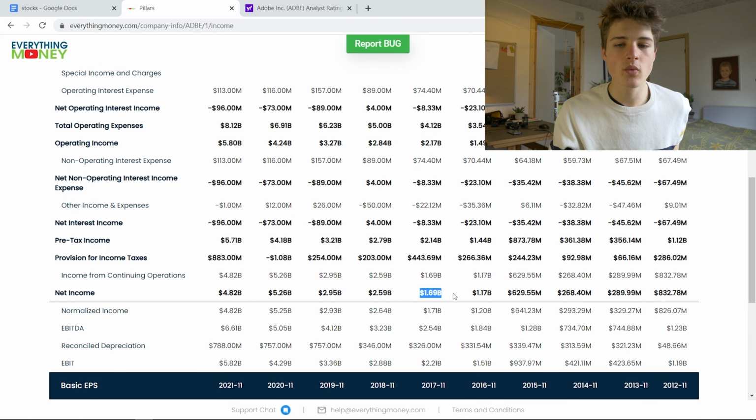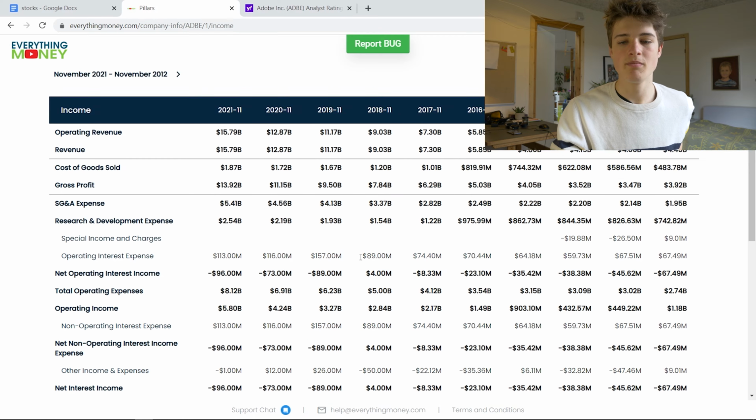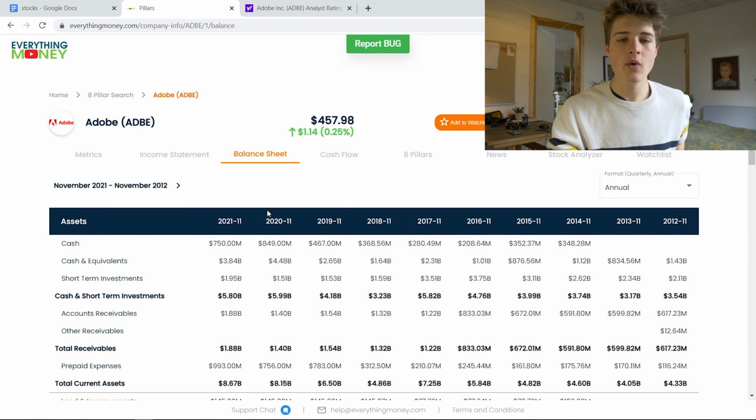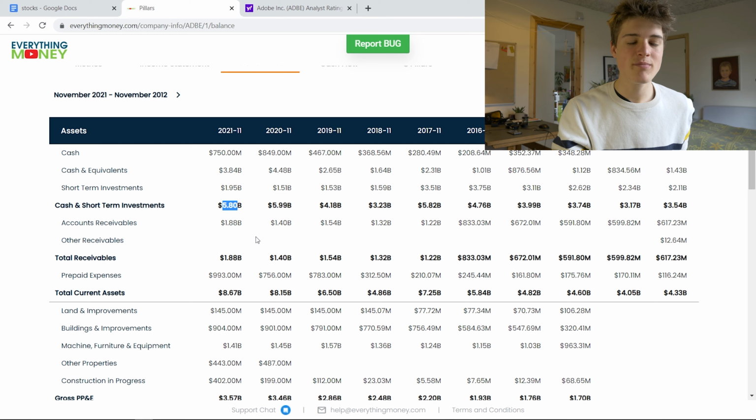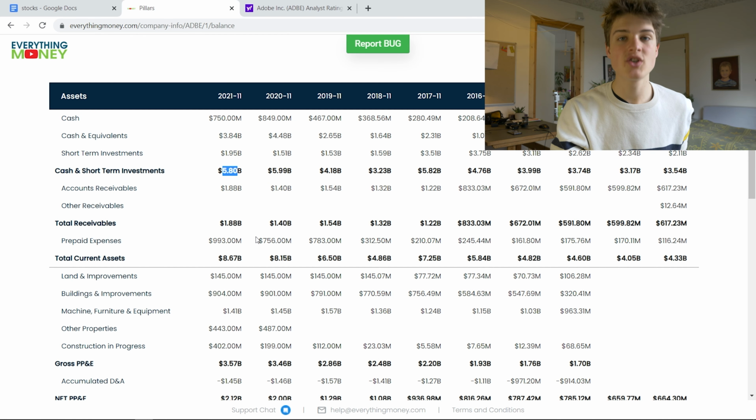Going back 5 years, they did 1.7 billion, and last year they did 4.8 billion. So they are massively growing their net income also. Now we go into the balance sheet, and here we can see the financial position and financial health of Adobe. As you can see here, they have 5.8 billion in cash on hand.